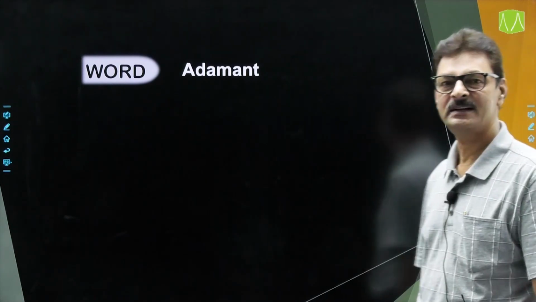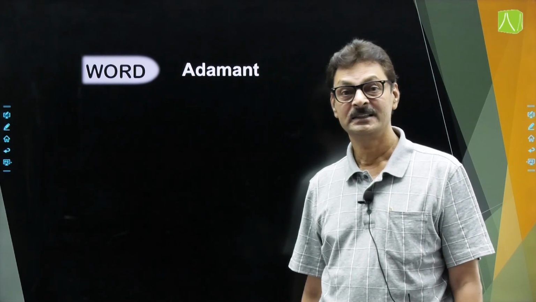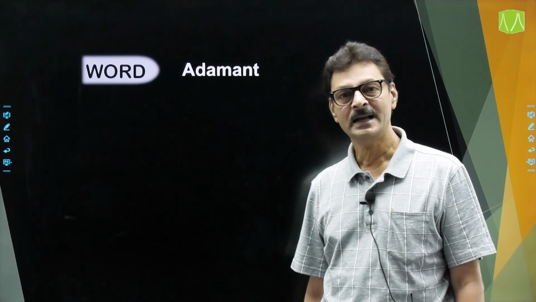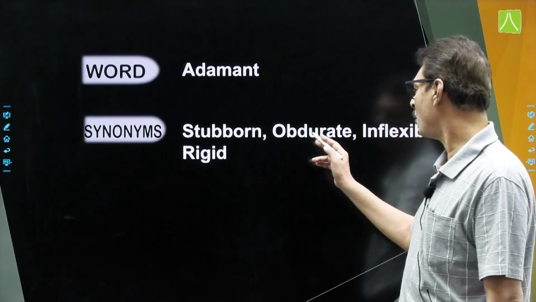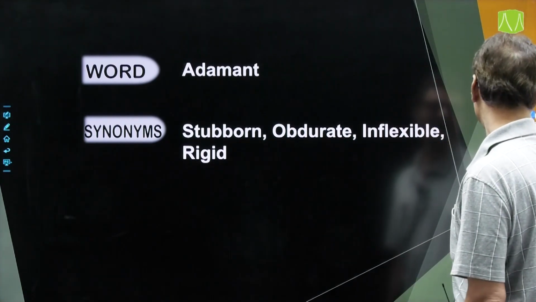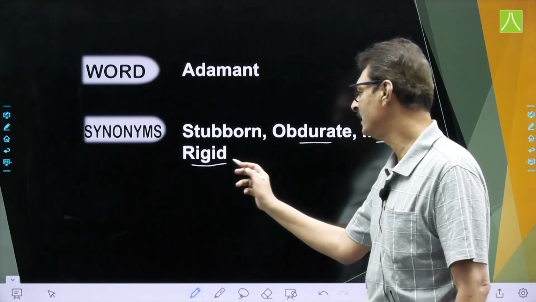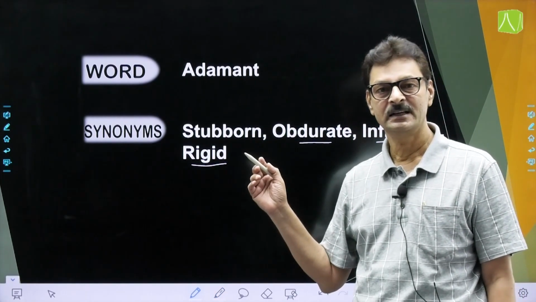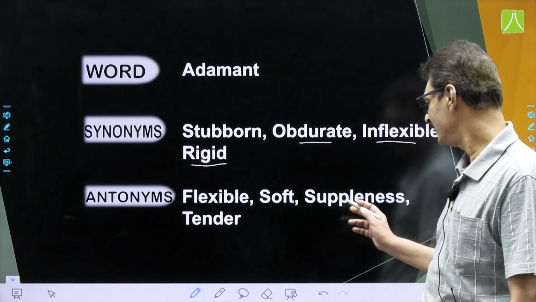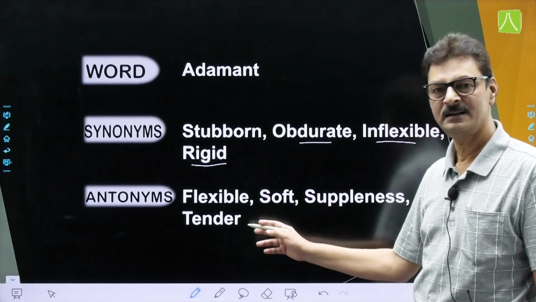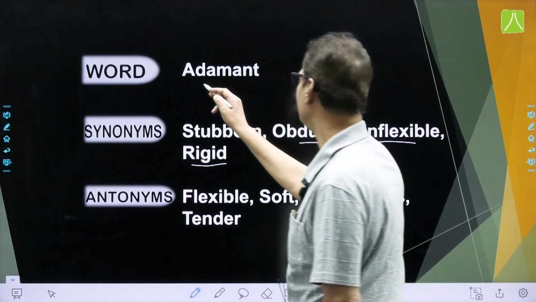Next is adamant. Adamant is जिद्दी. जिद्दी in Hindi, adamant in English. And इसके synonym क्या रहेंगे? Stubborn, obdurate, inflexible. Obdurate, stubborn, inflexible and rigid. हिंदी मीनिंग जिद्दी. And इसका opposite क्या रहेंगे? Flexible, soft, supple, tender are the opposites of this word adamant. Adamant becomes जिद्दी.